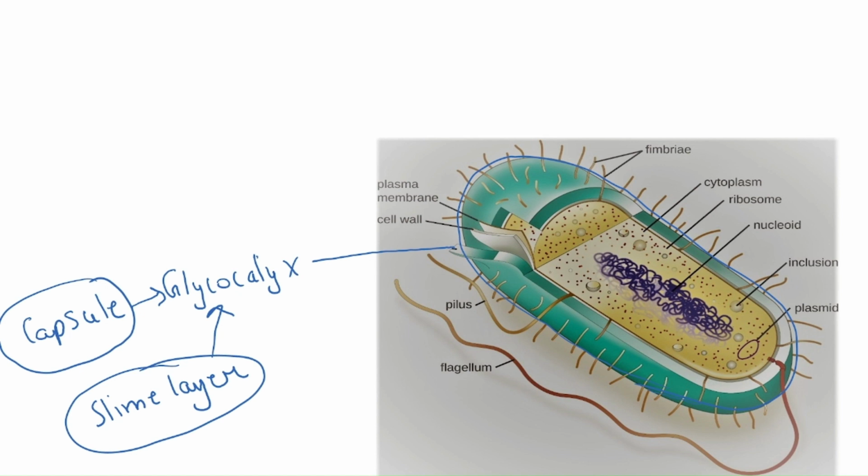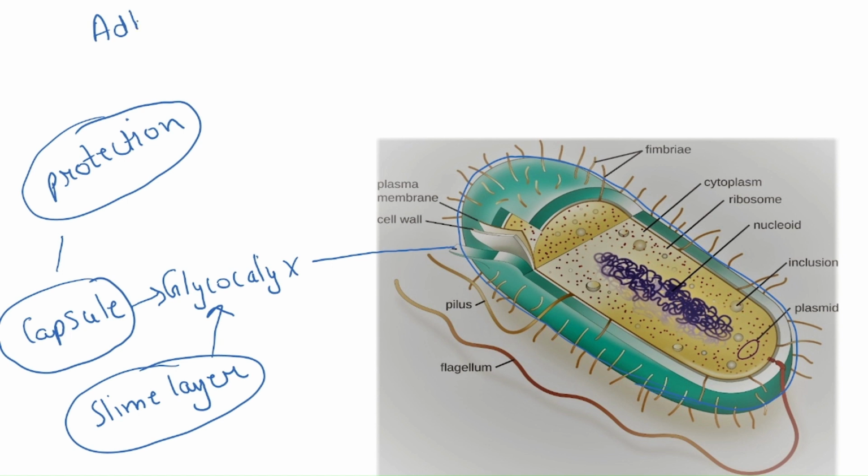Now, what are the functions of the capsule and slime layer? They provide protection and adhesion to the cell. How do they provide protection? As I told you, the capsule has a very dense structure, and it prevents the penetration of antimicrobial agents and provides protection.